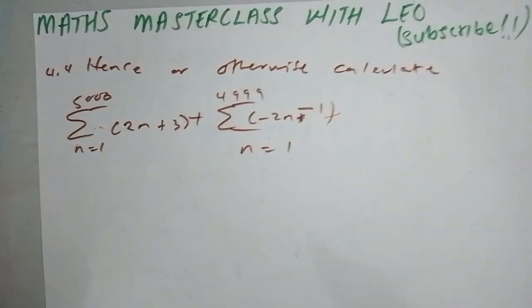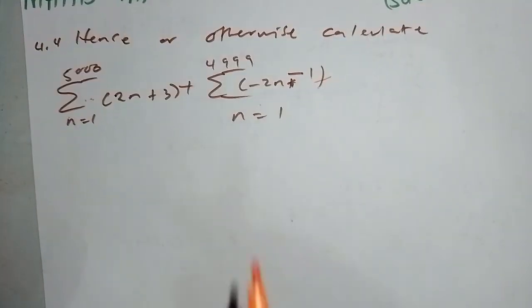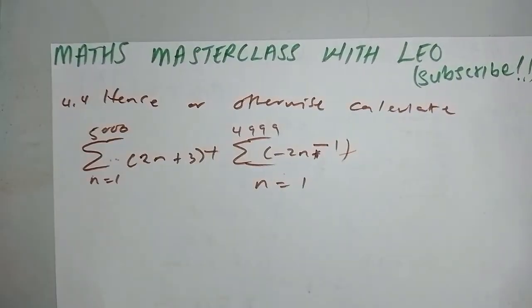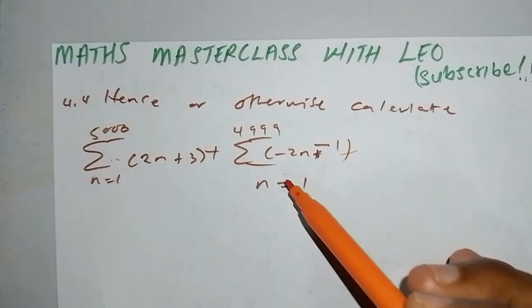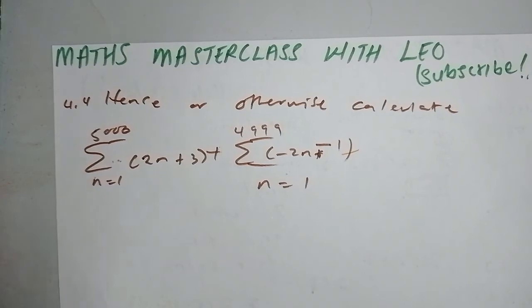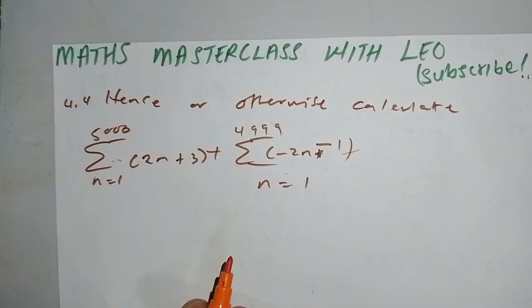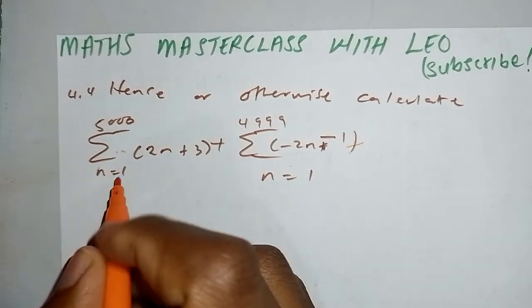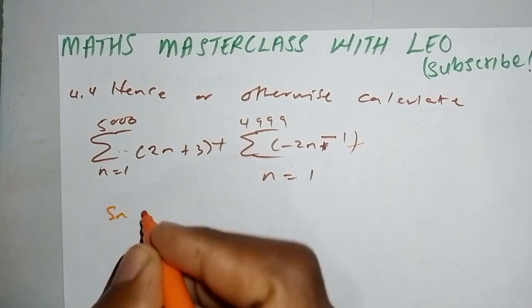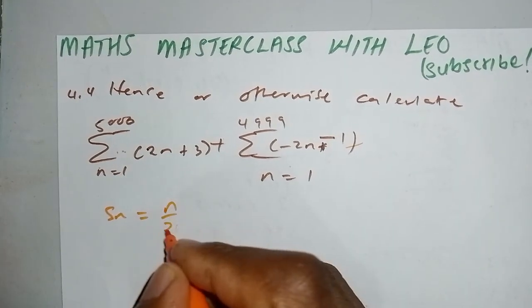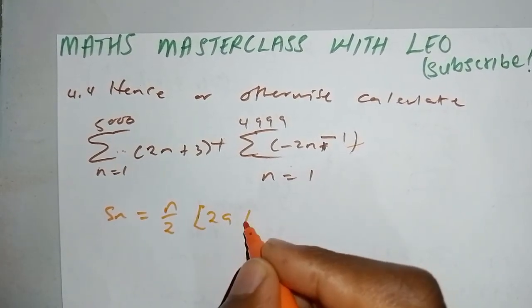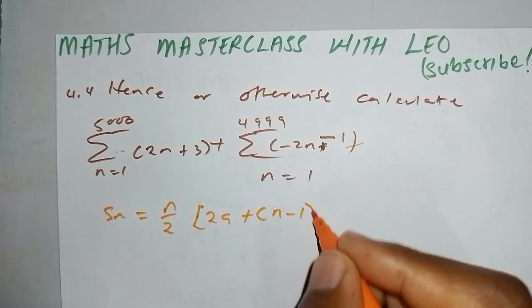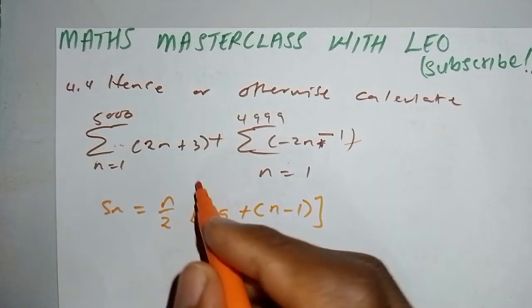Now, some students will say, okay, because I've expanded that side, I can just expand this side as well. That is a very long try. You can just use the formula and say, I have my Sn equals n divided by 2 into 2a plus (n minus 1) d, for this one.